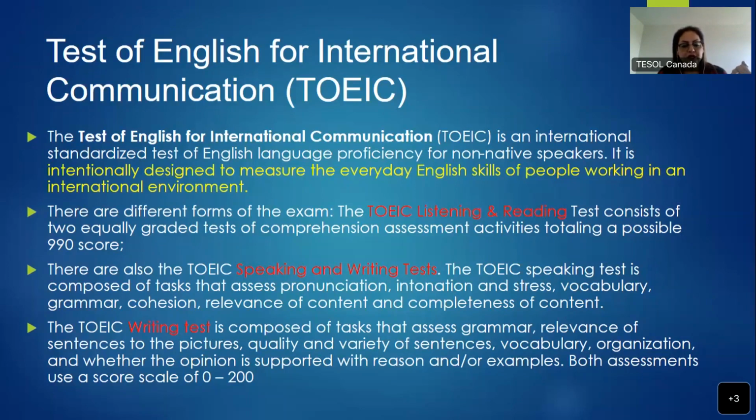The speaking test is composed of tasks that assess pronunciation, intonation, and stress, also vocabulary, grammar, cohesion, and relevance and completeness of content. The TOEIC writing test is composed of tasks that assess grammar, relevance of sentences to the pictures or to the topic, quality and variety of sentences, vocabulary, organization, and whether the opinion is supported with a reason or example, and the score scale of 0 to 200.